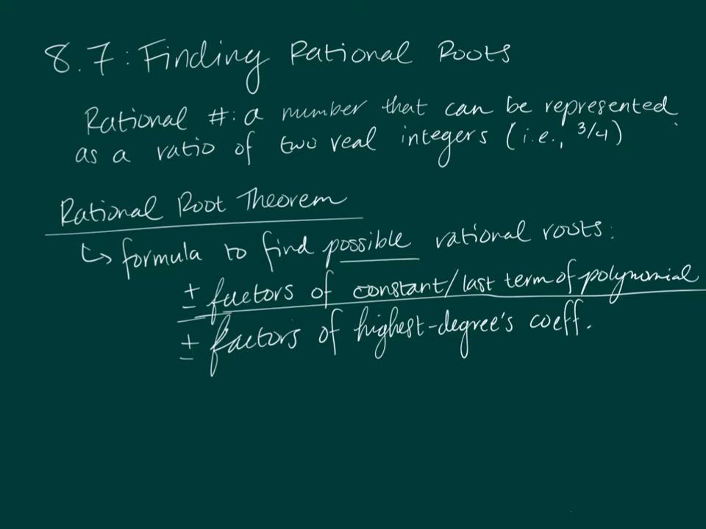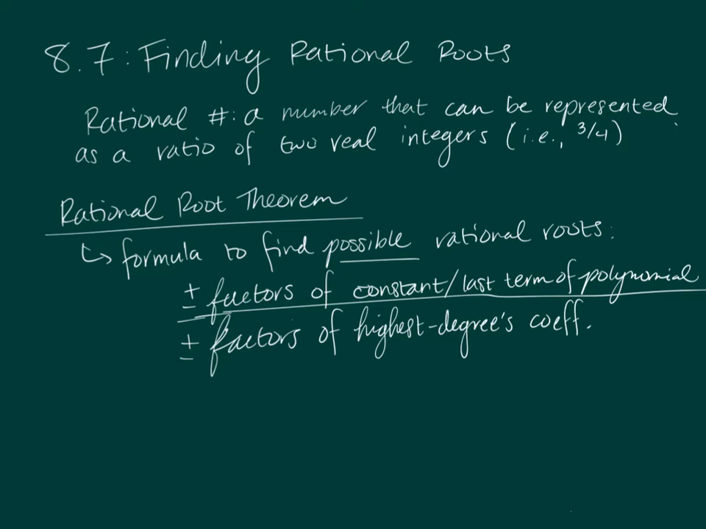So 3/4 is the example I wrote down on the screen, or it could be 2/3, or it could be 1/3. What it can't be is pi, or square root of 2, or anything like that. Make sure we remember that a rational number has to be some sort of ratio or a fraction.